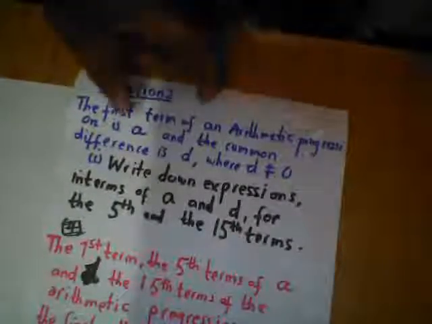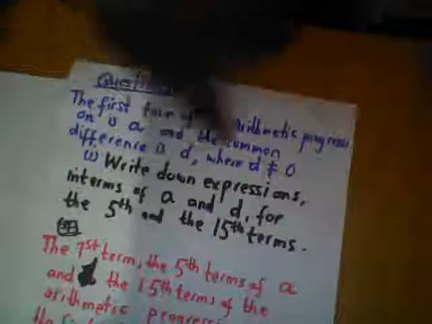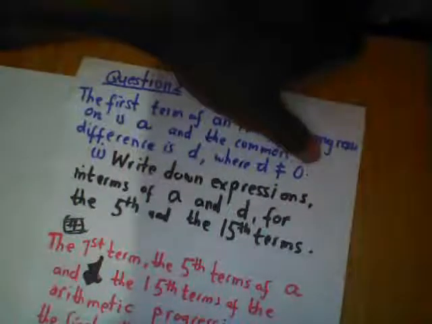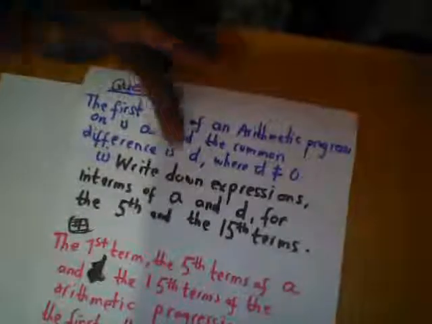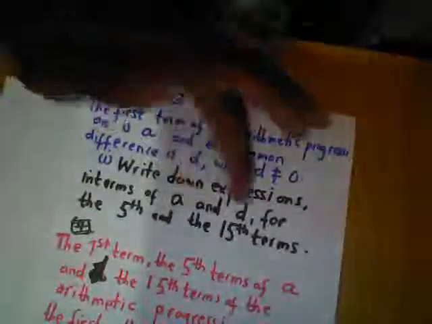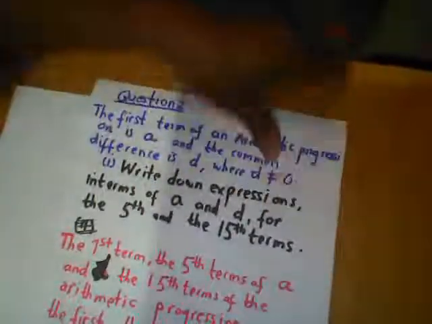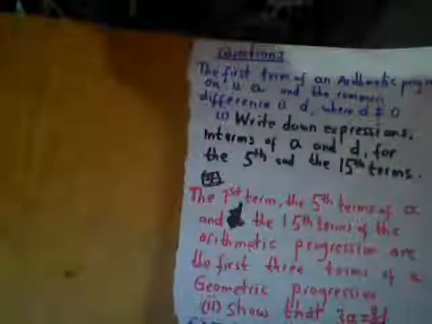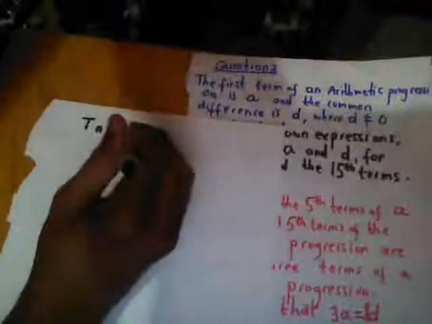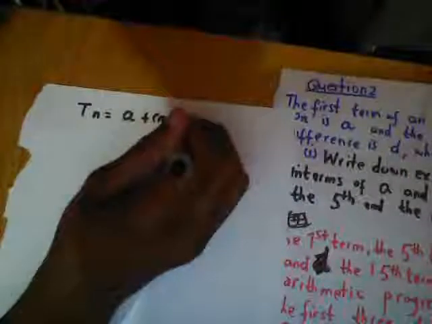So now they say the first term of an arithmetic progression is A, and the common difference is D, where D should not be equal to 0, just like we saw. Write down the expression in terms of A and D for the 5th and 15th terms. So we're going to write our formula for arithmetic: Tn equals A plus n minus 1 times D. I hope everybody can see. If you cannot see, please let me know.